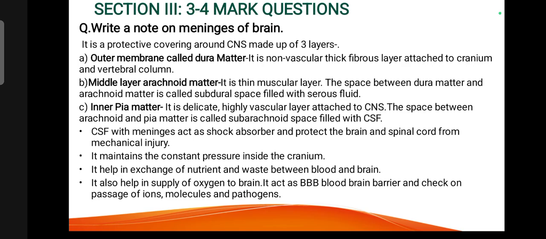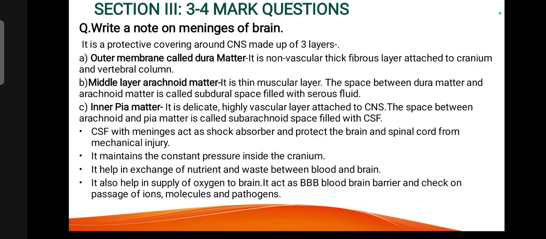The space between dura mater and arachnoid matter is called subdural space, filled with serous fluid. Inner pia mater is delicate, highly vascular and attached to CNS. The space between arachnoid and pia mater is called subarachnoid space, filled with CSF.